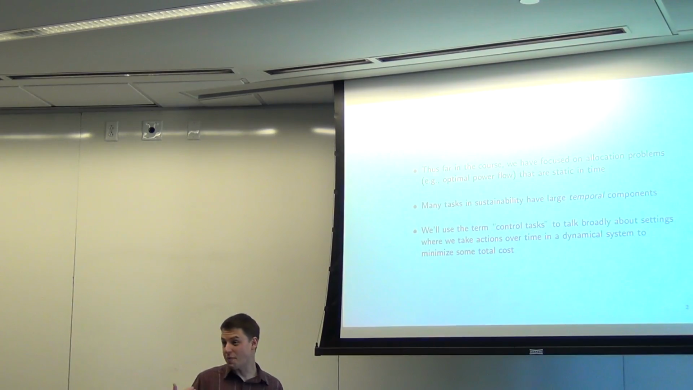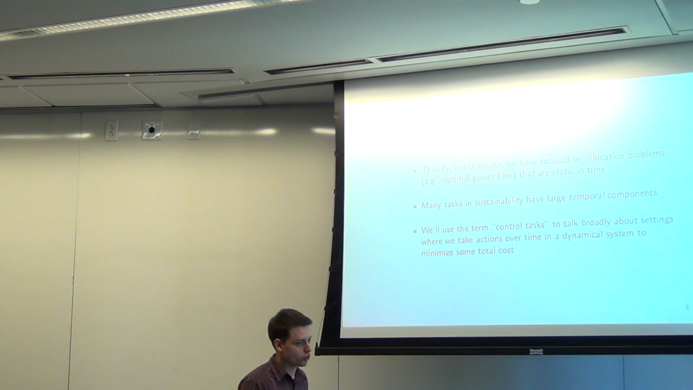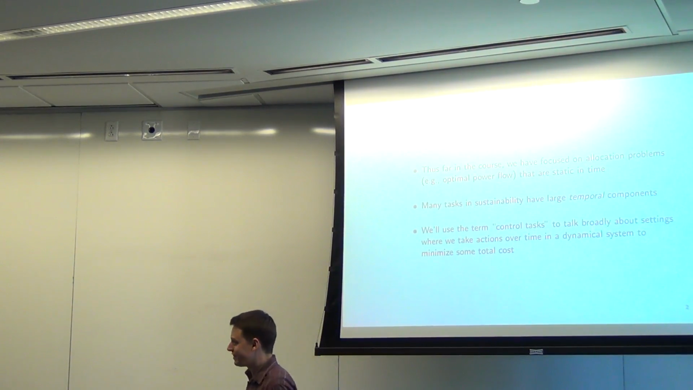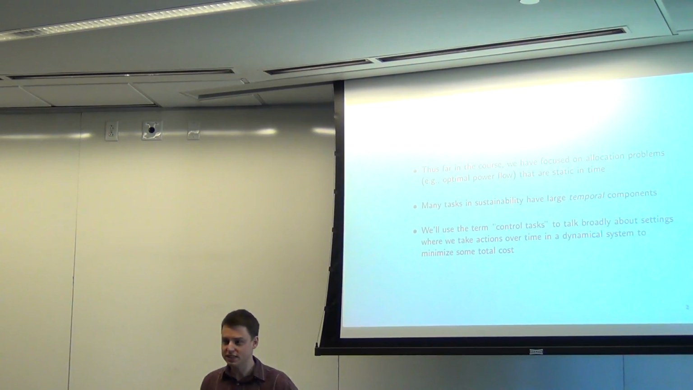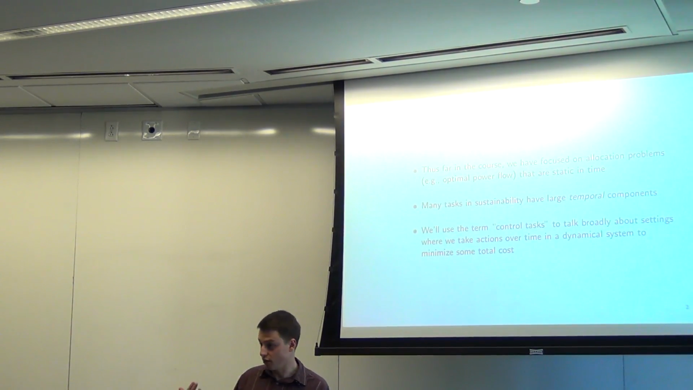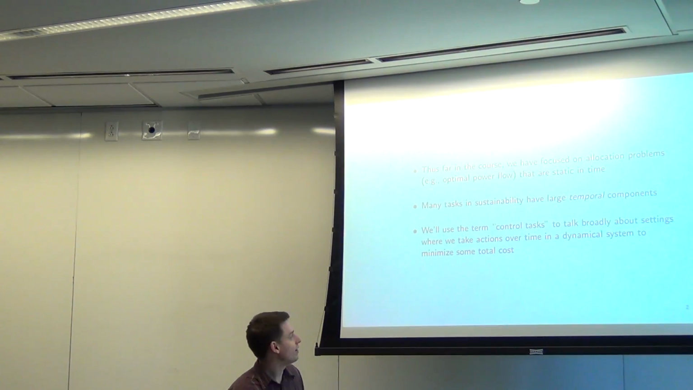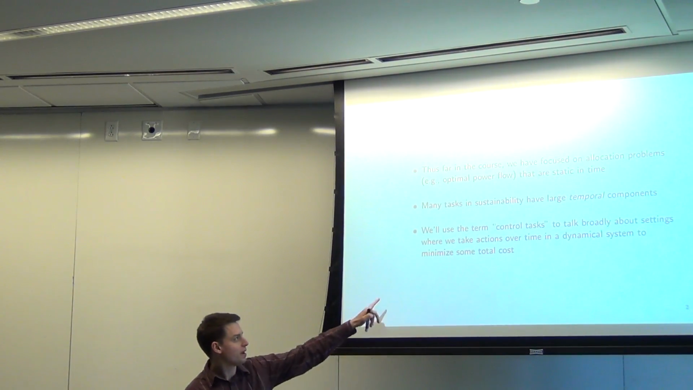Or you'll just get yourself into a very bad situation if you always do what looks best right now. I'll use the term control to talk very broadly about any task or optimization problem where you have to take these temporal elements into account. You can't ignore them. The task either fundamentally is about temporal control in systems, or if you don't treat it that way, you wouldn't perform very well on the task that you care about. I'm already throwing in terms from optimization here, things like minimize some total cost.